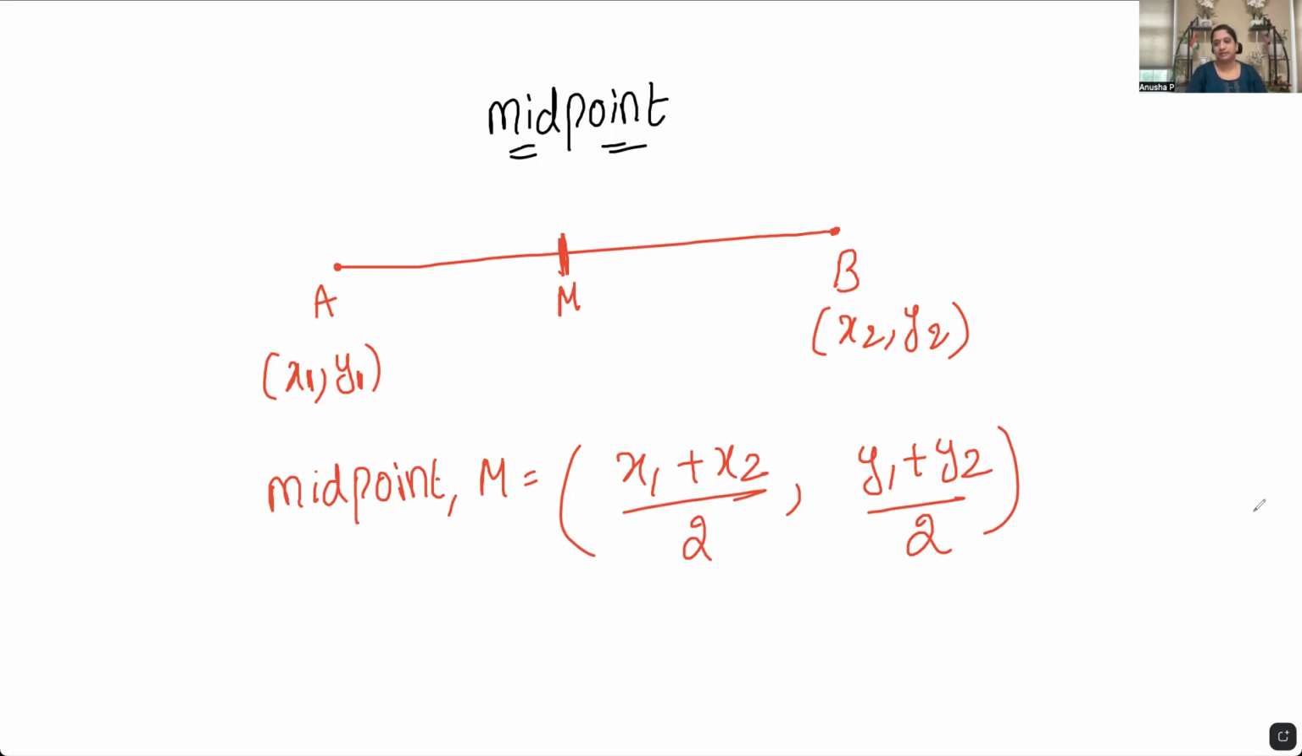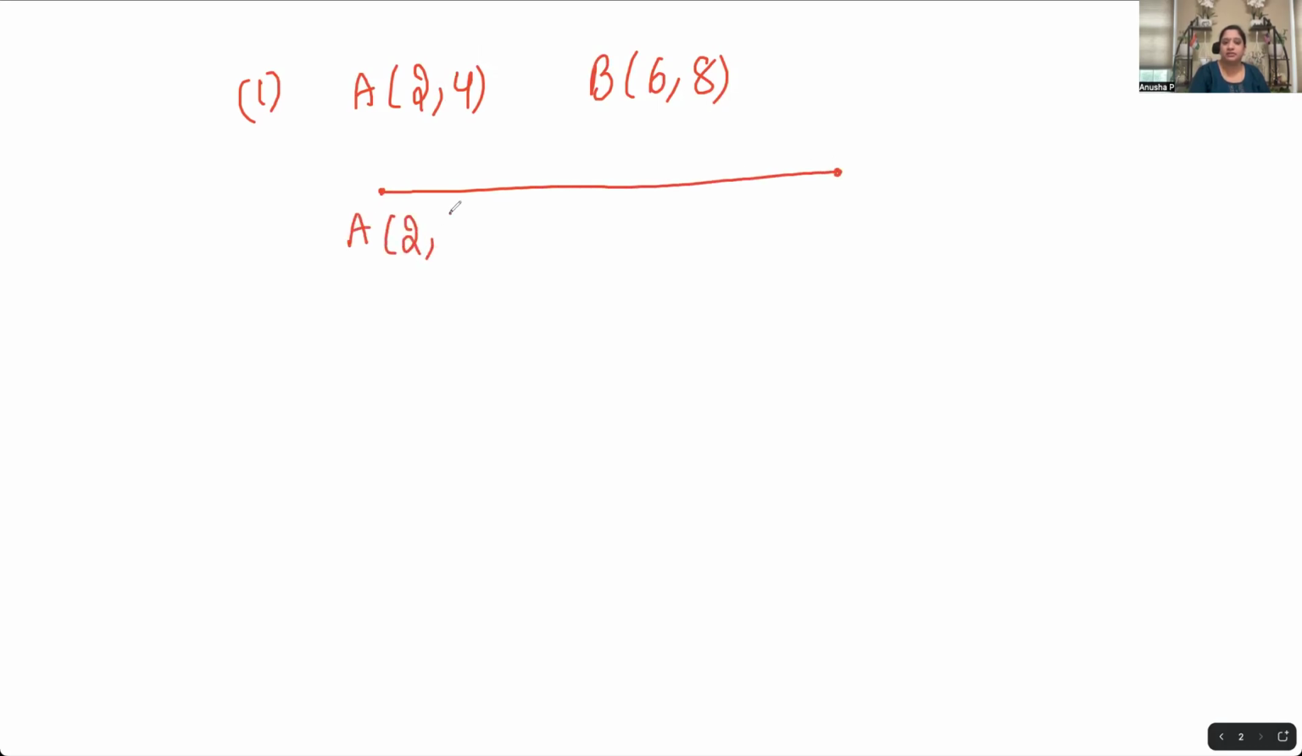Now coming to the first example. They gave you two endpoints, A as 2 comma 4 and B as 6 comma 8. Means this is a line segment which has two endpoints. The first point is 2 comma 4 and B is 6 comma 8. And you're finding the midpoint M. Okay. So the first point we will label it as x1, y1. Second point is x2, y2. It's a coordinate point. Always we'll keep it in the parenthesis.